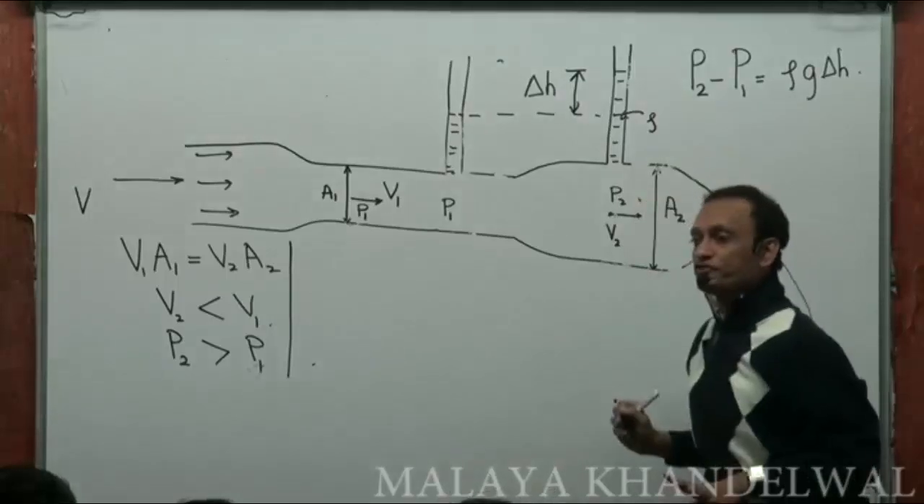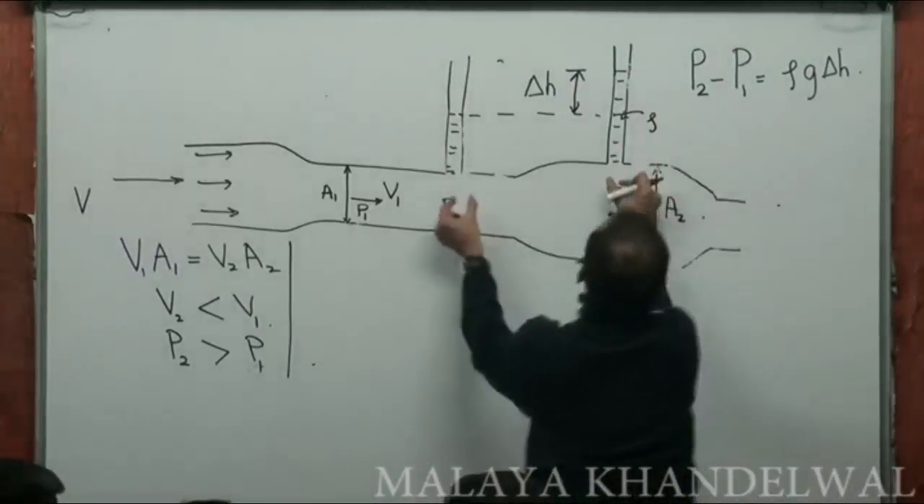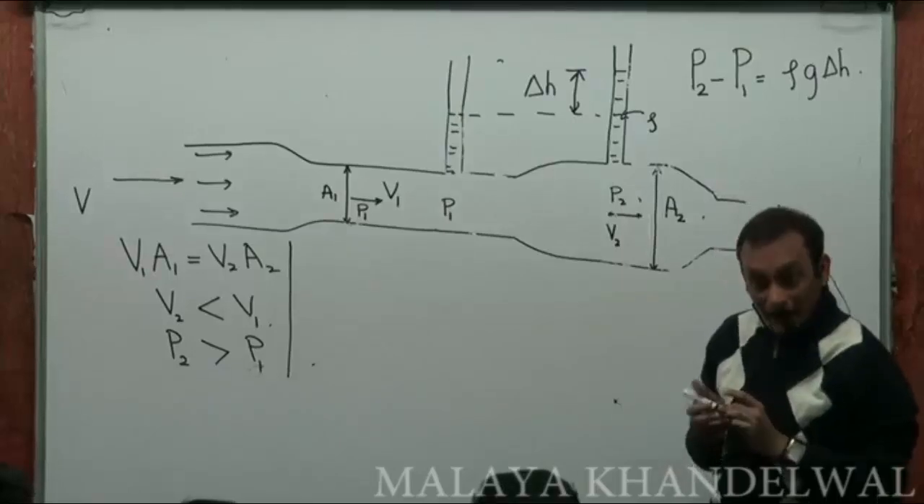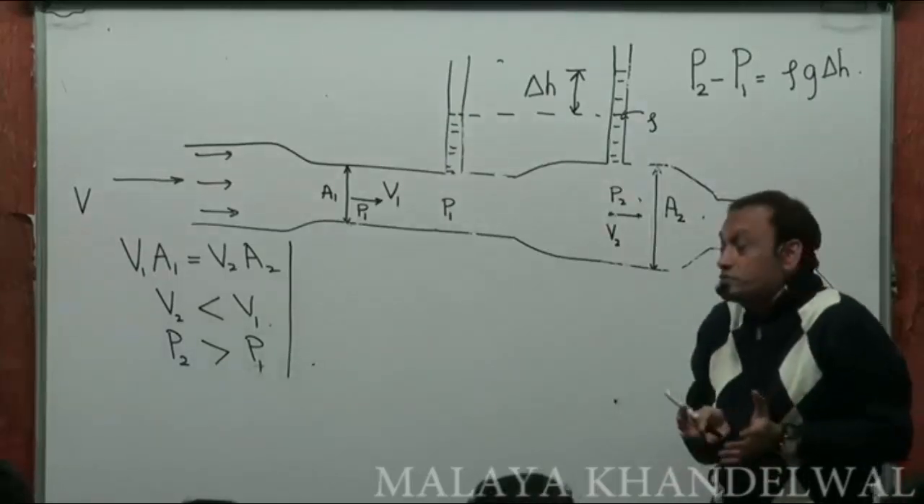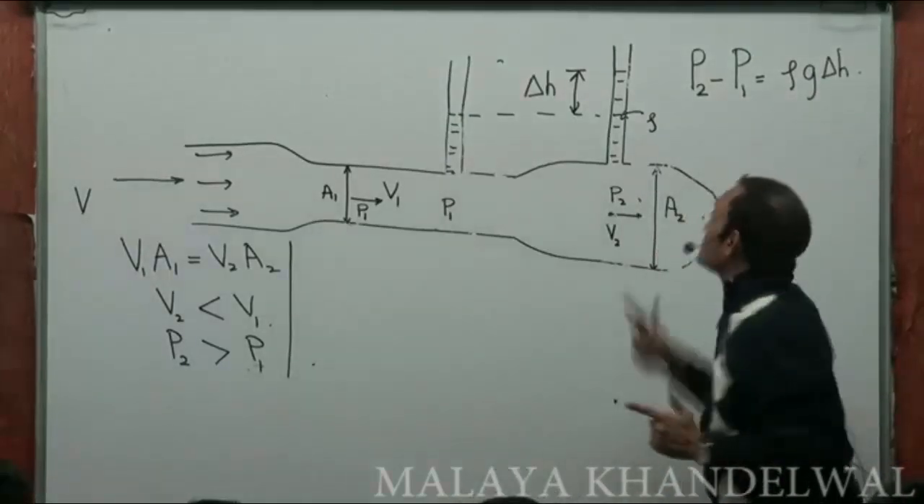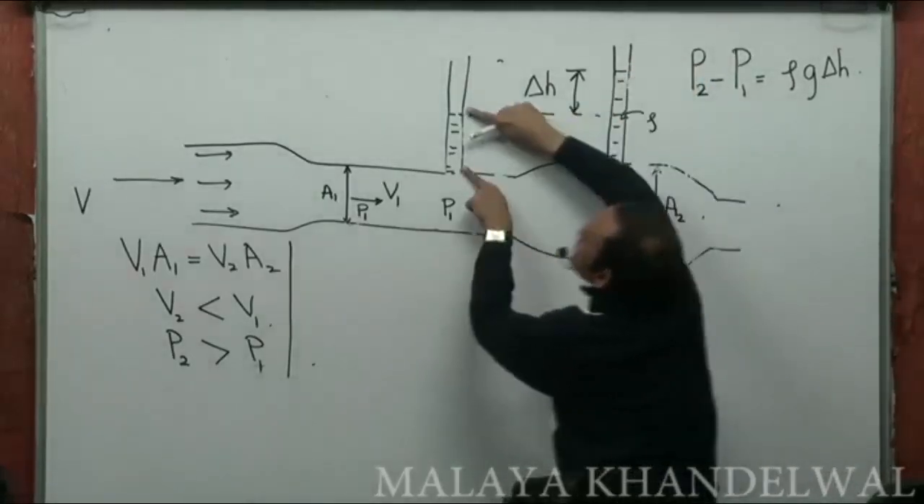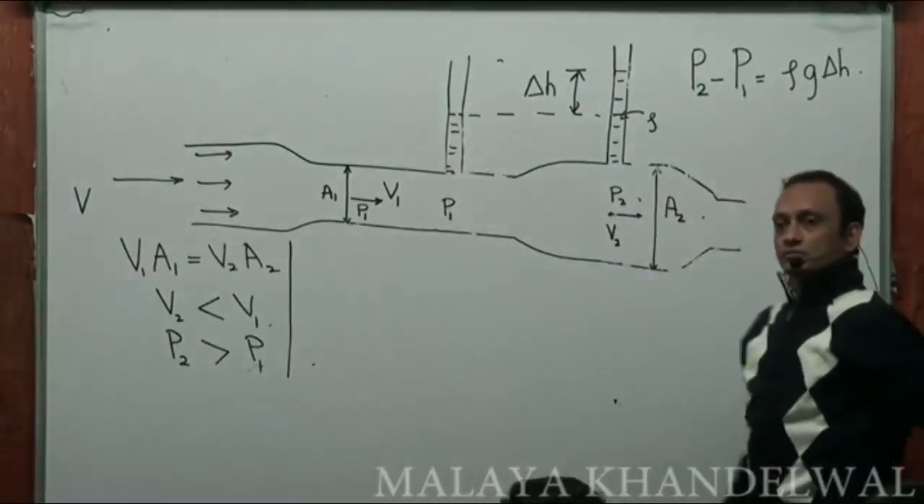Now you don't have two different fluids. It's the same fluid which gets sampled into these limbs, unlike the previous situation where you had a different liquid in the U tube. In this case, it's the same. To accommodate the pressure difference, there is a differential height accommodated. Right?